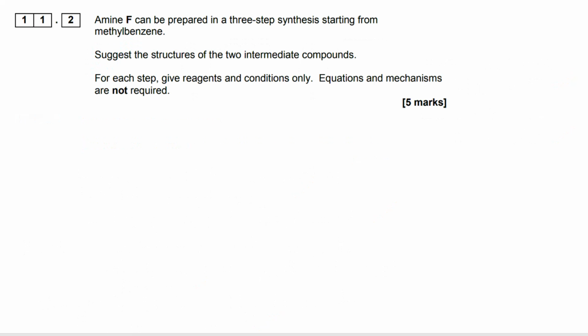And then, final part, amine F can be prepared in a 3-step synthesis starting from methylbenzene. Suggest the structures of the 2 intermediate compounds, and it's important to note here that the equations and mechanisms are not required. They can add to the confusion, they can certainly take up a huge amount of time, so I would not get bogged down in it. Now, I have got my methylbenzene drawn out so I can see what I'm starting with, and I know that I am aiming to make F, which I've also transferred onto this page so you can see it. That was provided earlier within the question.